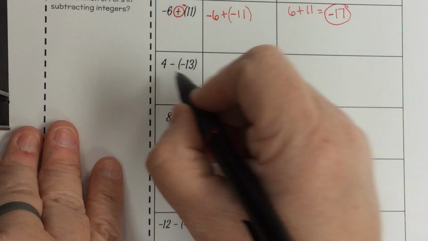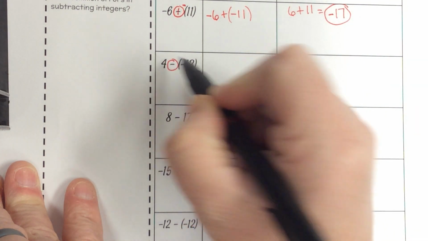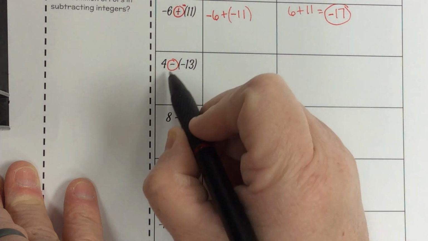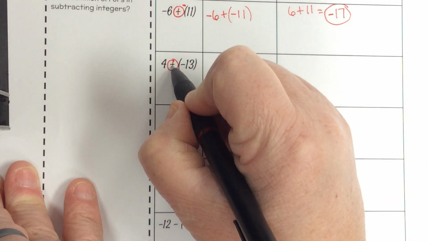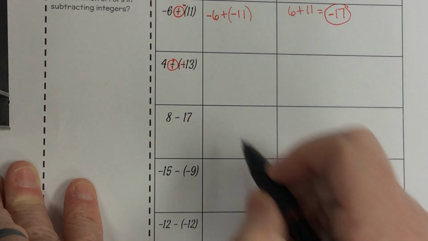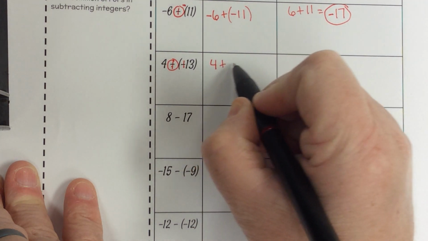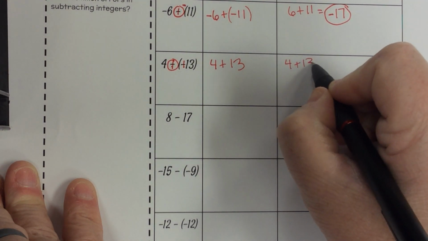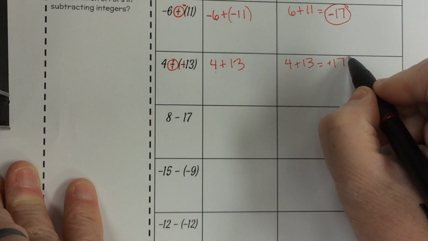Okay, number 2, 4 minus a negative 13. I circle my operation, right? Because sometimes we look at this and go, wait, is this subtracting or what is this? The operation is here, this is the sign. Now, I change my subtraction to addition. And I take the opposite of negative 13 and make it positive 13. So what do I have now? I have a positive 4 plus positive 13. My signs are the same. So it's 17, but they're both positive, so my answer is positive 17.